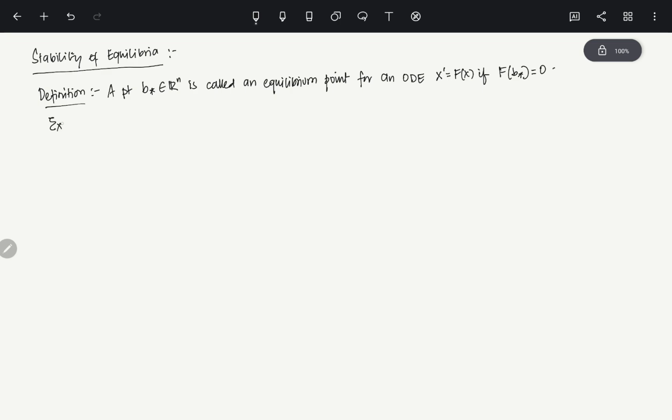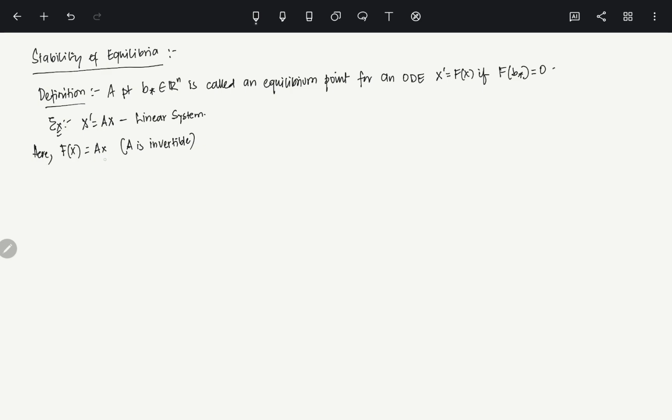Let's say, as an example, x prime equals Ax. This is a linear system, constant coefficient, of course. Now you see what f of x is here. f of x is Ax. And for now, let's just assume that A is invertible. It doesn't have to be, but let's just assume this.